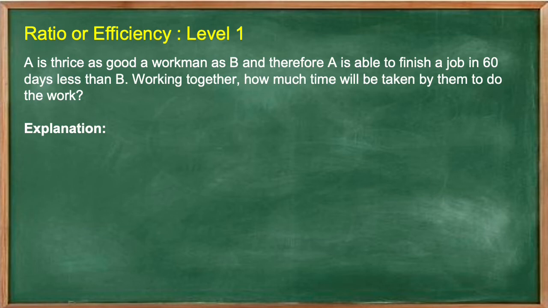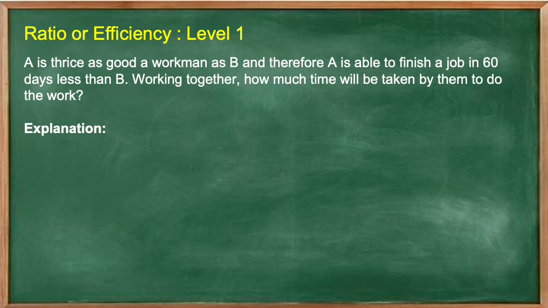Ratio or efficiency level 1. A is thrice as good a workman as B, and therefore A is able to finish a job in 60 days less than B. Working together, how much time will be taken by them to do the work? So we have to find out the time in this question.